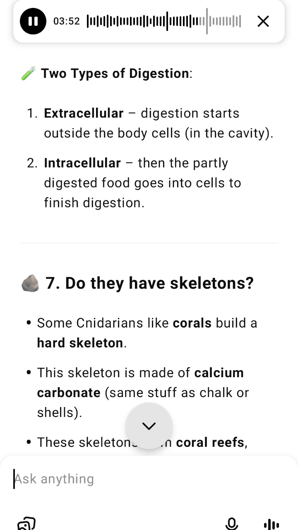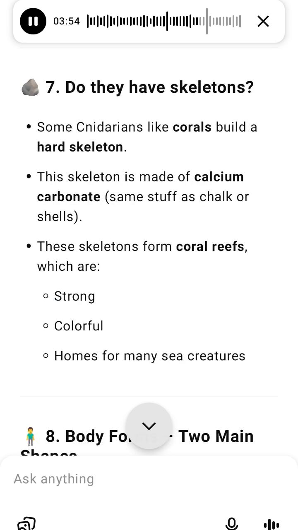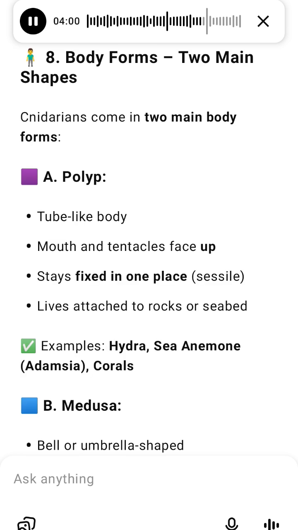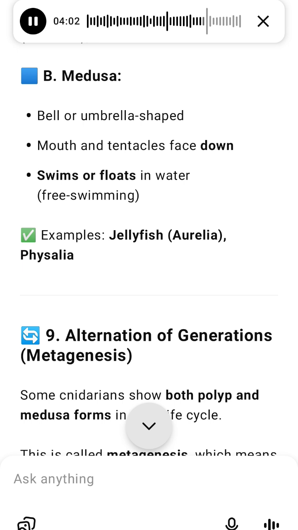Final super simple recap. Cnidaria are water animals with stinging cells, like jellyfish and coral. They live in sea or freshwater. 2 body forms: polyp and medusa, swimming. They catch food using tentacles with stinging cells.